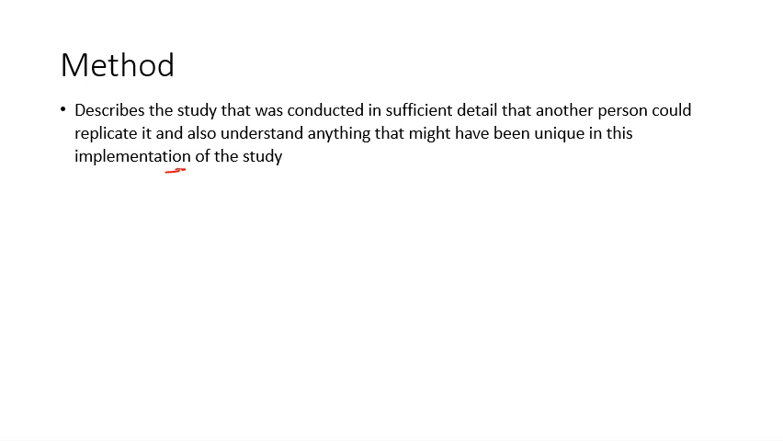So that was the literature review in which they described the experiment. Now let's look at the details. A methods section in general describes the study that's conducted in sufficient detail that another person could replicate it, and also understand anything that might have been unique in this implementation of the study.